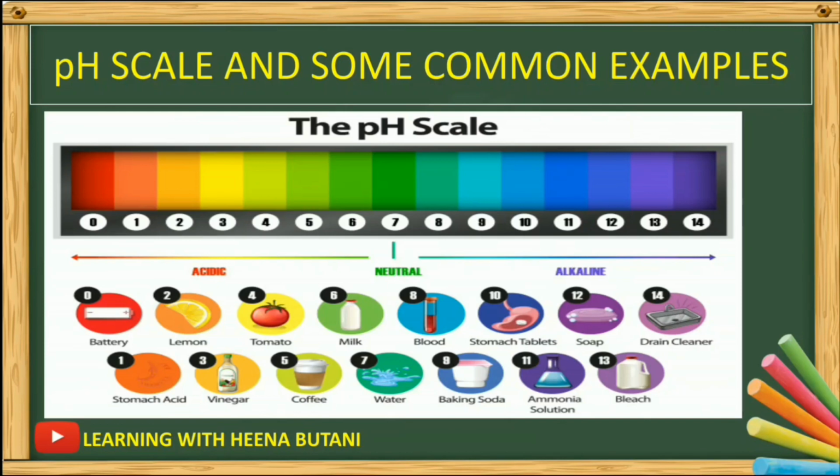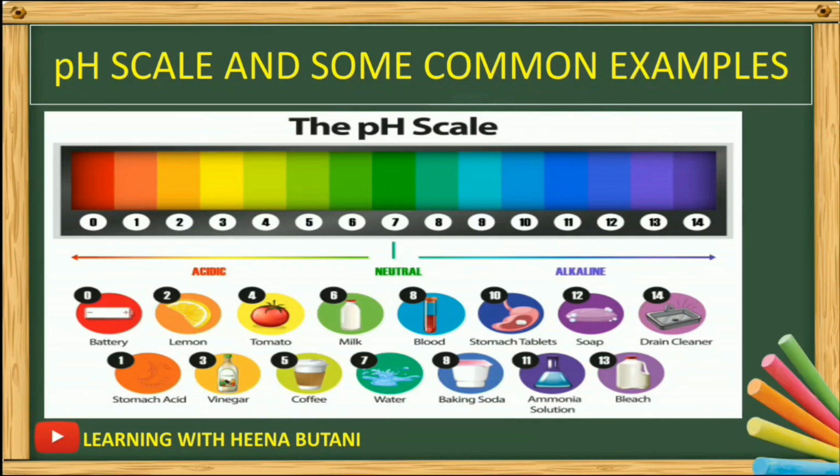Then starts the basic side of the pH scale. Our blood. Human blood is slightly basic in nature, having pH 8. Baking soda, which we use in cooking food items, is basic in nature with pH 8. Then stomach tablets. It means a medicine which we use in case of acidity. When acid increases in our stomach, to neutralize that acid we use some tablets and those are basic in nature with pH 10. Then ammonia solution, it has pH 11.